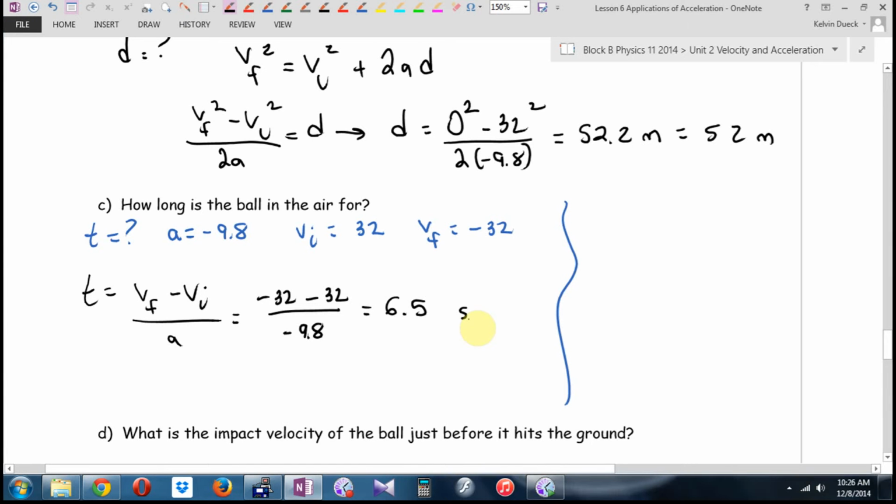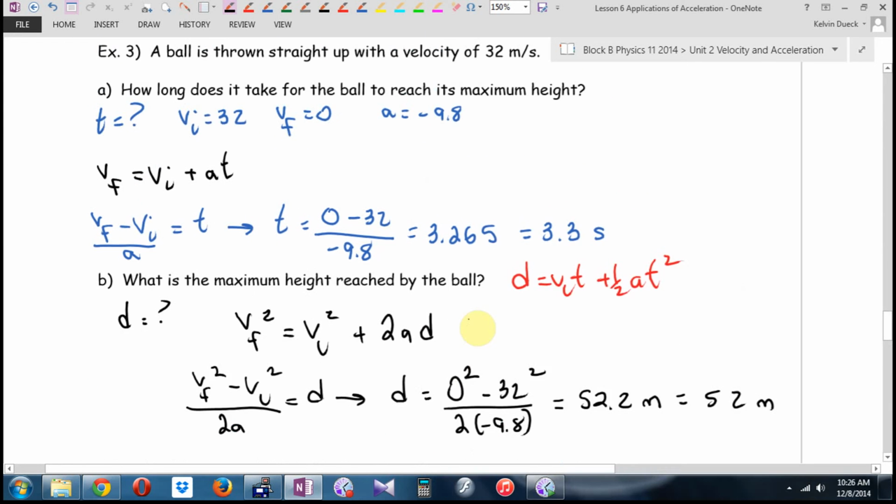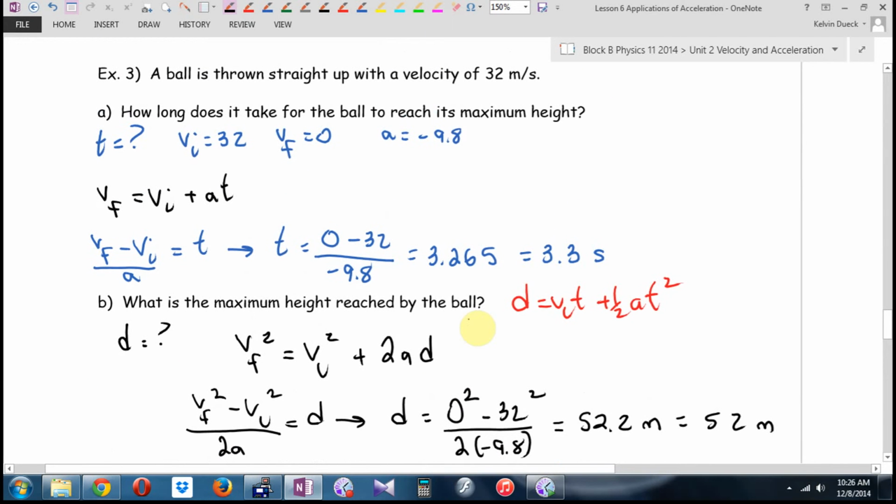There is another shortcut, and the only reason it's a shortcut is because we had already done part A. Can anybody tell me how I could have used part A to find the answer to part C? Now in A, we found how long it takes to get up to the top. How could I have used that to figure out part C? Yeah, Kyle. So you're saying I could take part A and times it by?